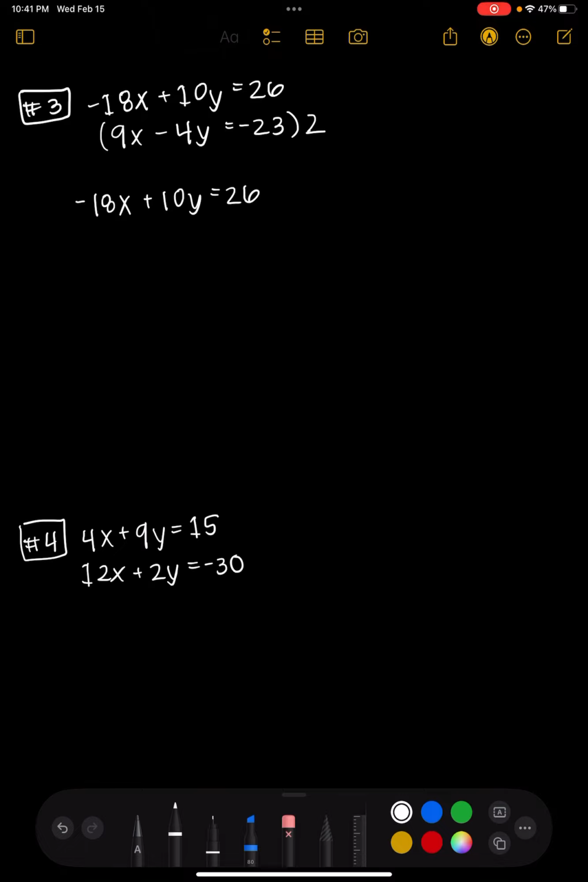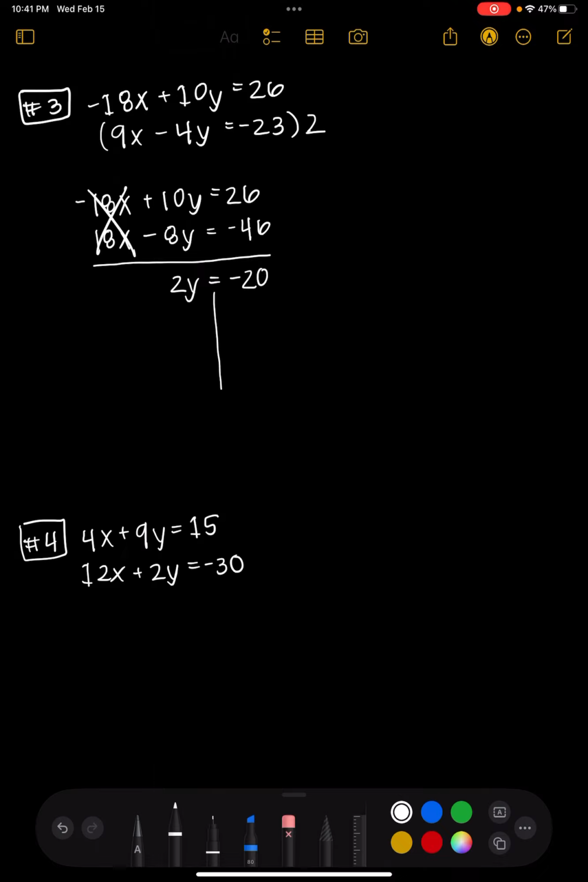So 9x times 2 gives me an 18x. Negative 4y times 2 gives me a negative 8y. And then a negative 23 times 2 gives me a negative 46. All right. So now we're going to add those together. We have a positive 18x and a negative 18x, which cancel each other out. That's great. Then for the y's, I have 10y minus 8y, which gives me 2y. And then on the right side of the equal sign, we have 26 minus 46, which gives me negative 20.